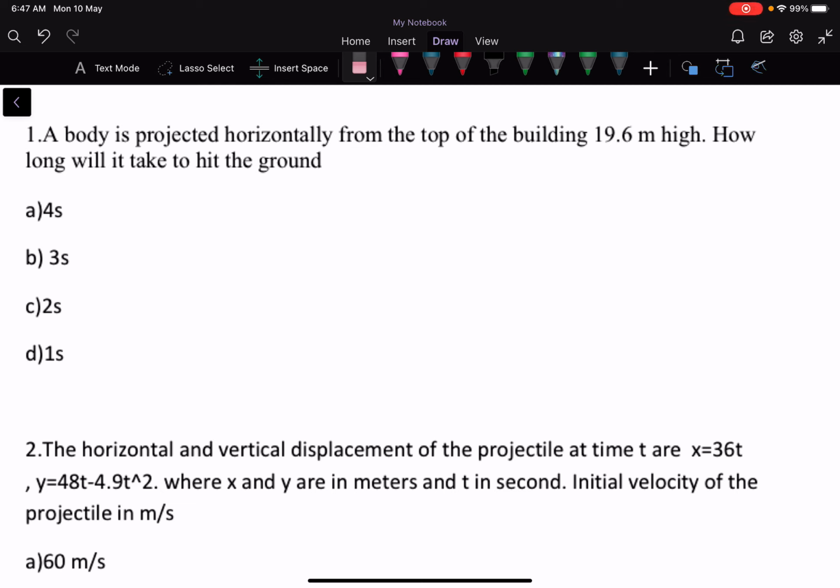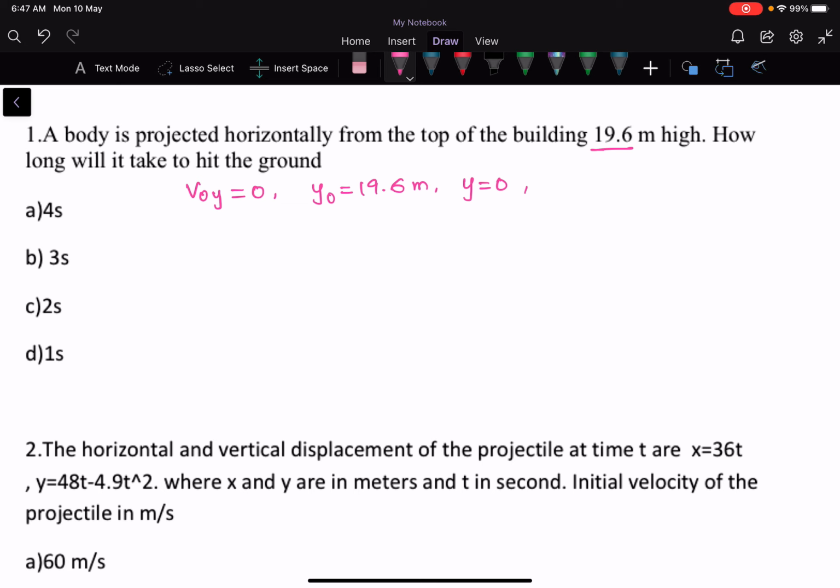The first question is: a body is projected horizontally from the top of a building, which is 19.6 meters high. Since it is projected horizontally, there will be no vertical component of velocity, so v0y is equal to 0. The initial height of the building y0 is equal to 19.6 meters. Finally it touches the ground, so the final height y is equal to 0.